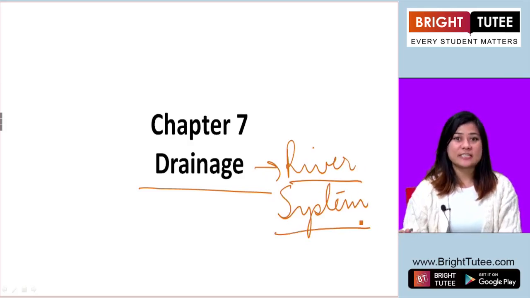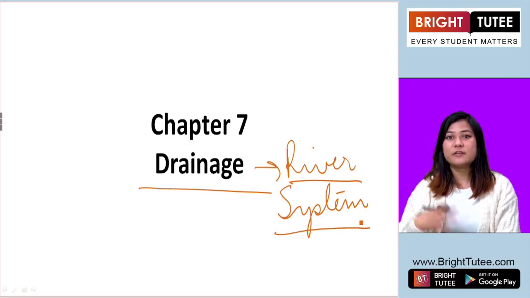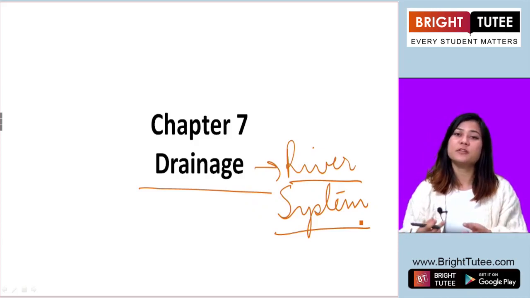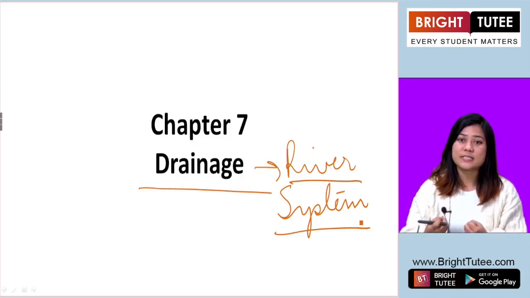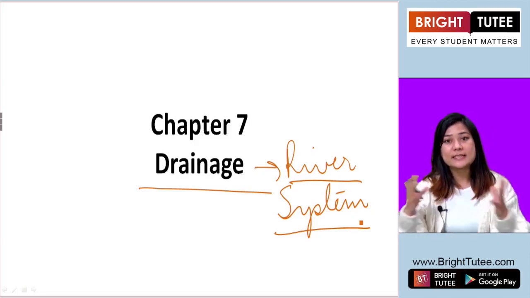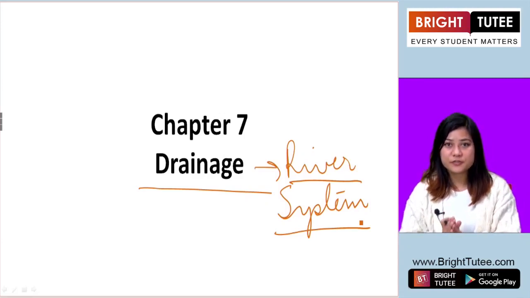How interesting, isn't it? So in geography, the river system, how it flows, what it creates, how the direction of the rivers is impacted, what causes it, and what it does to the landscapes. That entire system is called drainage.